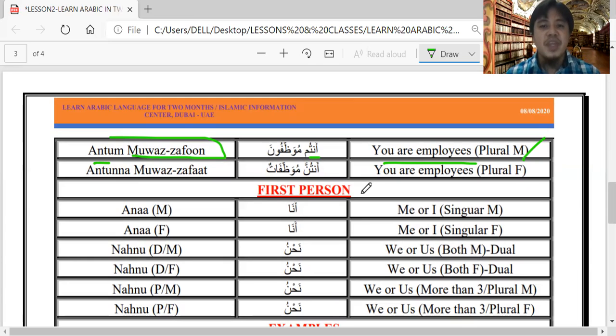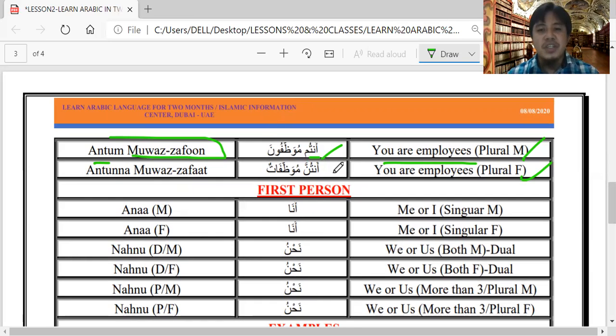muhandisun. Antum muhandisun. Okay. Next, for the female, exclusive for female, because for a group of male, the female can be also mixed with them in terms of usage of the personal pronouns, even the plural forms of the nouns, and even the plural forms of the verb and something like that.